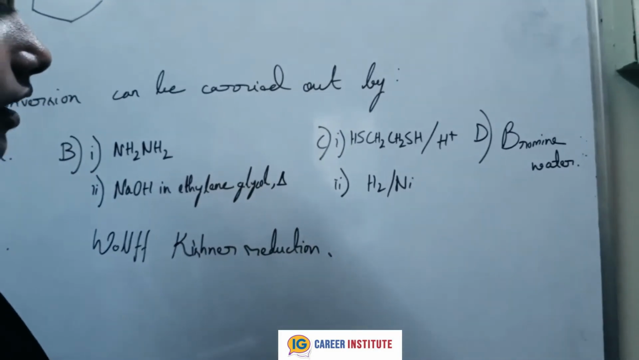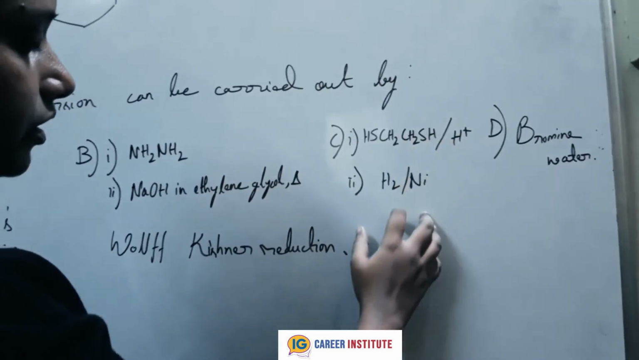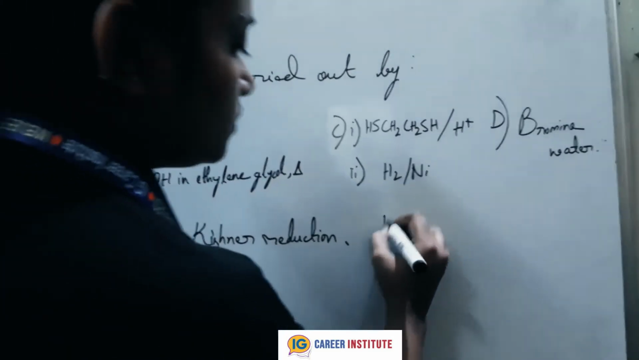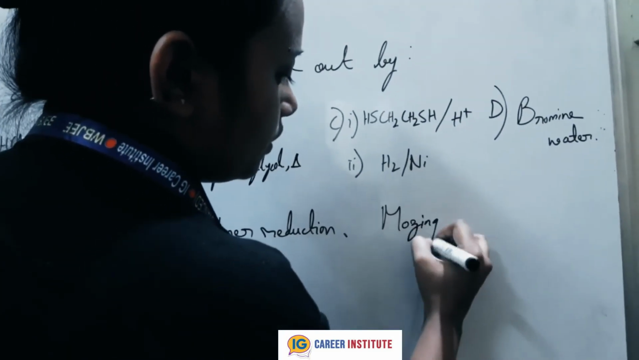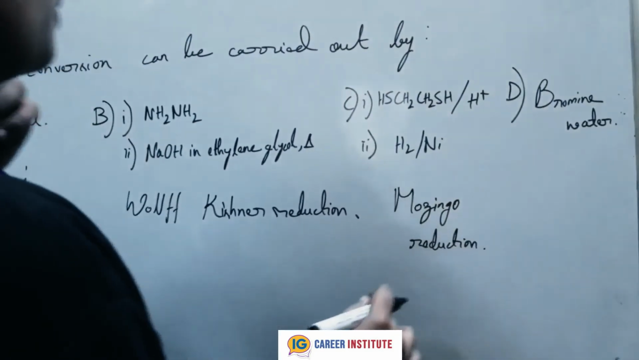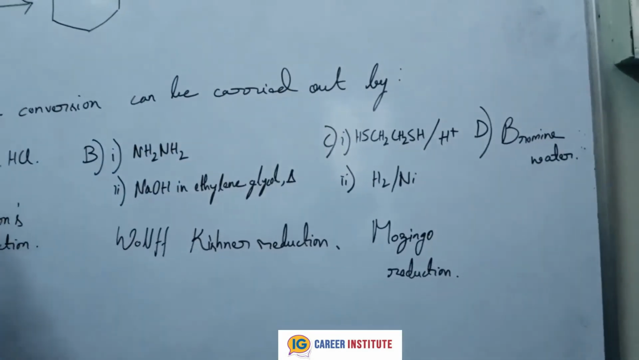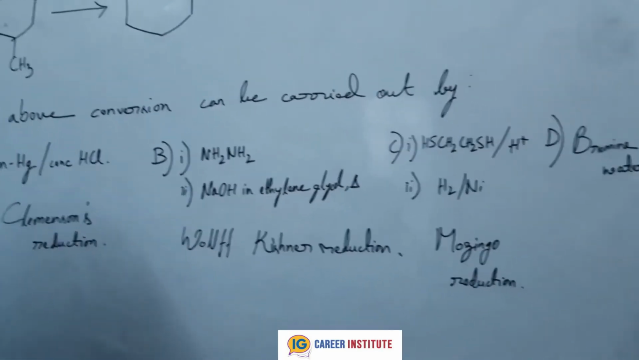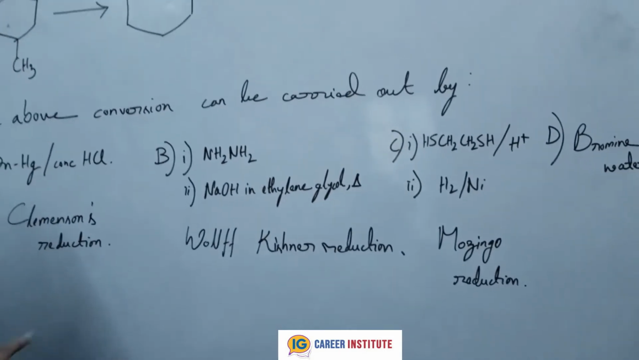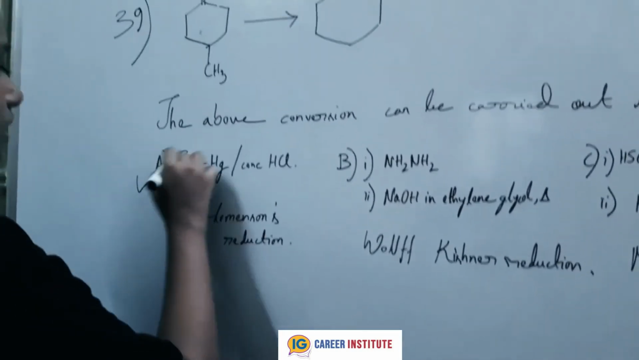In the third case, a thiol is given in place of acidic medium, and in the second step it is reduced by hydrogen and nickel. This is the condition for Mozingo reduction, and with the help of this condition also we can carry out the above process. But with the help of bromine water we cannot carry out the reduction process. Basically bromine water is used for addition of bromine to an alkene. So basically these 3 options are correct.